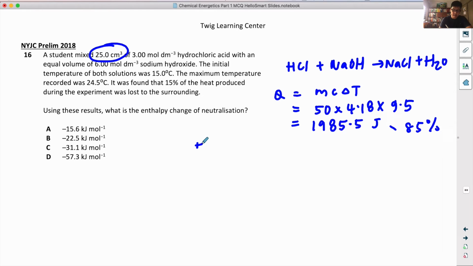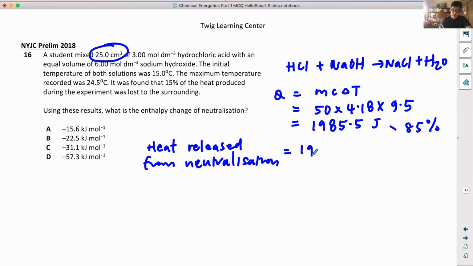So what's the heat released from neutralization? It is equal to 1985.5 divided by 0.85. This will give you a value, because you're actually calculating 100%. 2335.89 joules. But we're not done yet, because you need to divide by the number of moles of water.